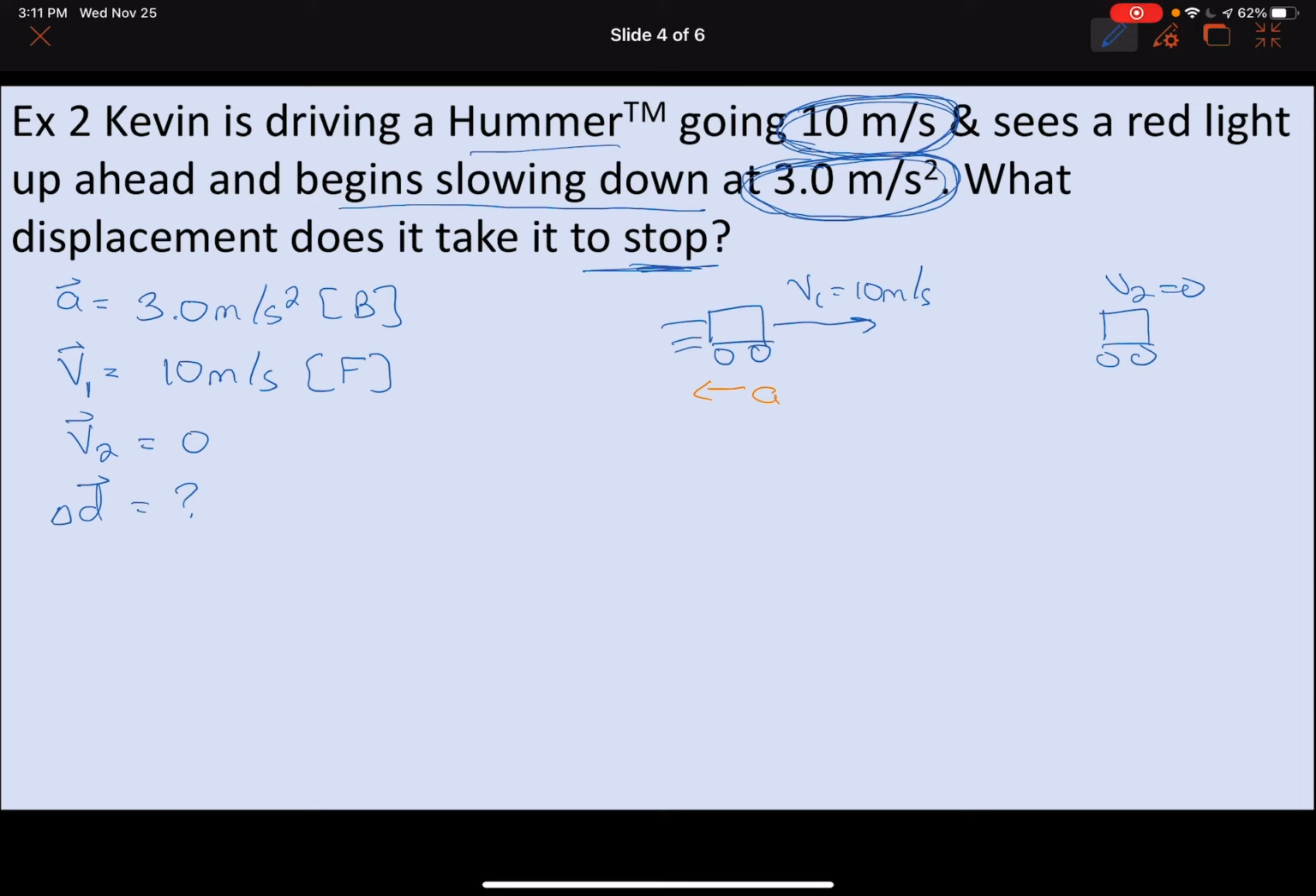What we're looking for is displacement. Let's say from here, so the front of the car to the front of the car, what we're looking for is, what is this? Okay, that's what we're trying to find.